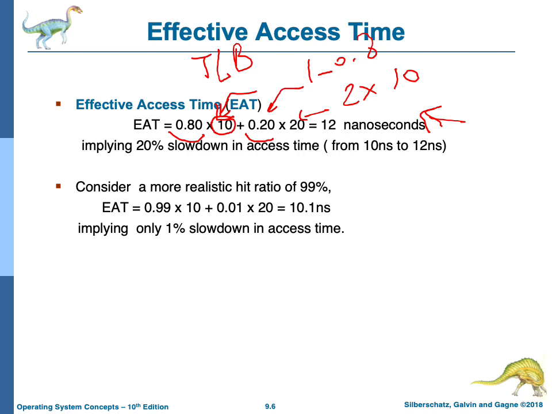Realistically, if we consider a hit ratio of 99%, then the effective access time will actually be 10.1 nanoseconds instead of 10. That 1% slowdown is due to the fact that sometimes we do have a miss and the page number entry is not in the TLB.